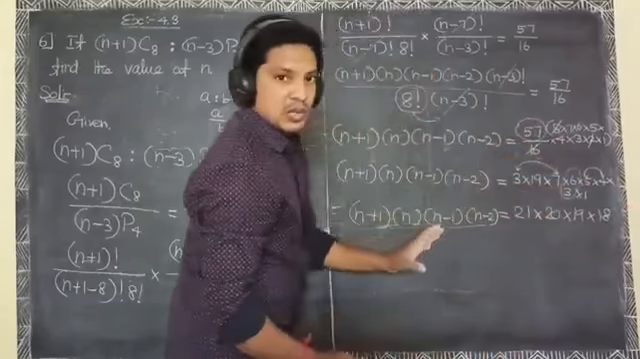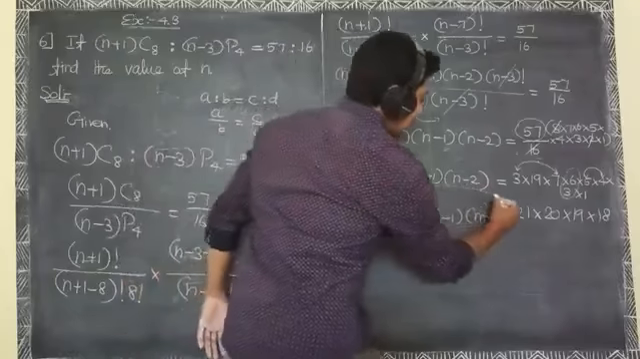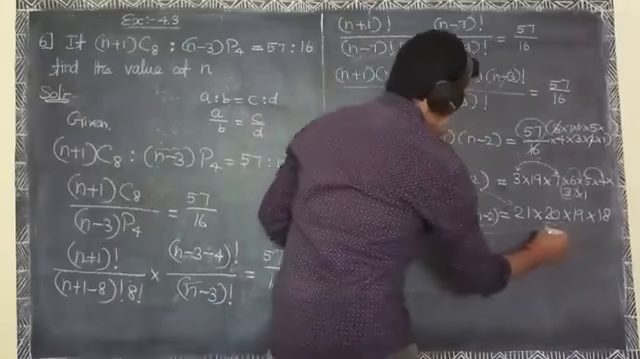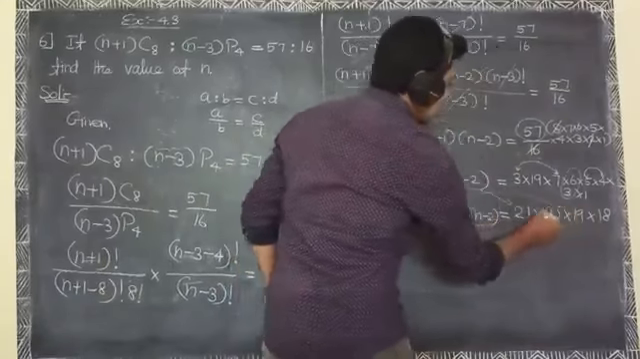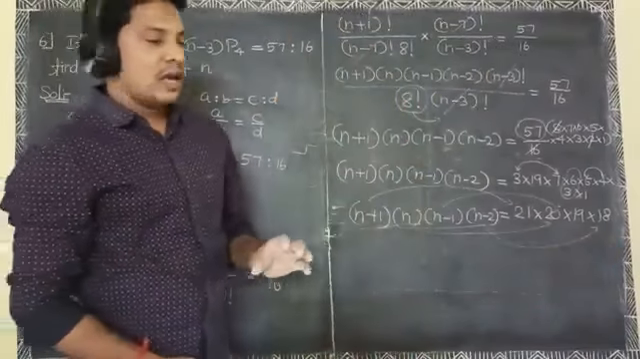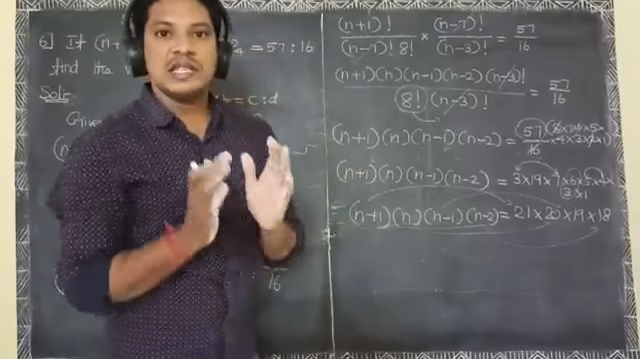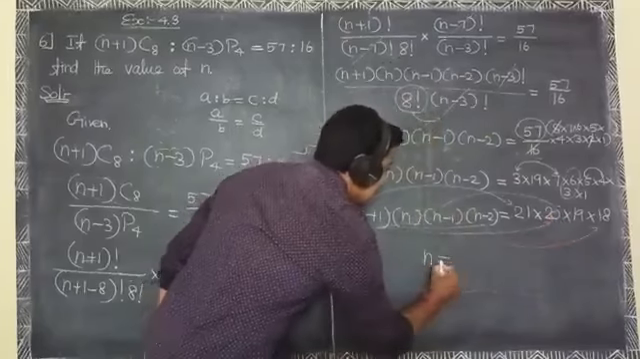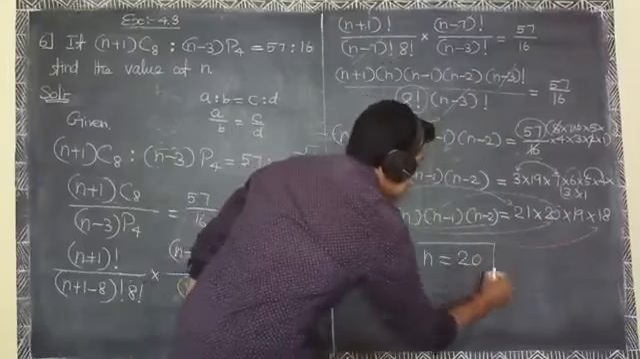Similarly, by the same process, we equate the first factor to the first number, second factor to the second number, third factor to the third number, and fourth factor to the fourth number. All the processes give the same result, that is n equals 20. Similarly we get n equal to 20.